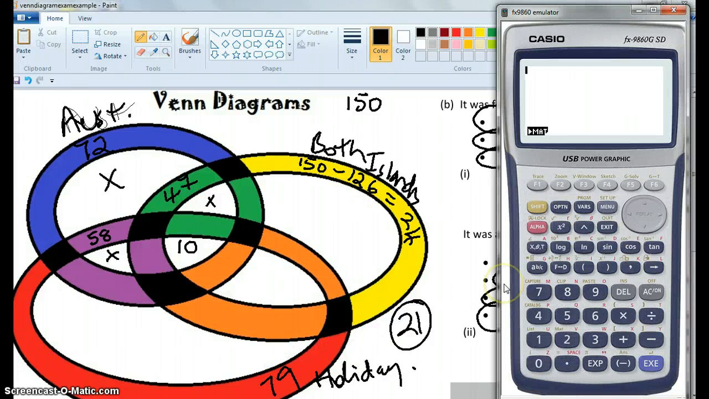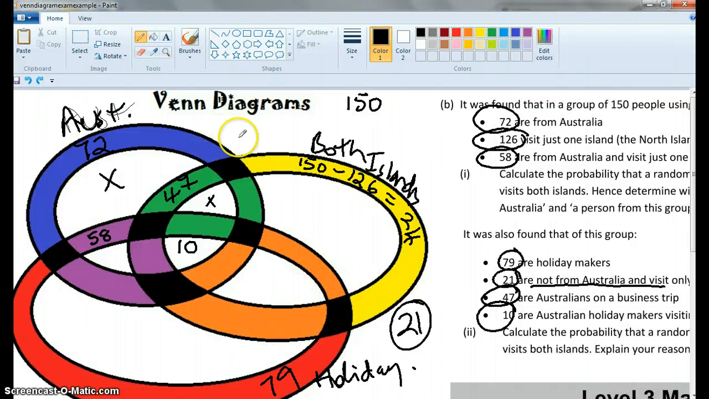Okay, so if I've got my 72 and I take away my 10, I know those three are going to add up to 62. But if I take 58 plus 47, that adds up to 105. So 105 minus my 62 gives me the fact that there's 43 that are double counted. So the double counting actually goes in here. So what I've worked out is that's 43.